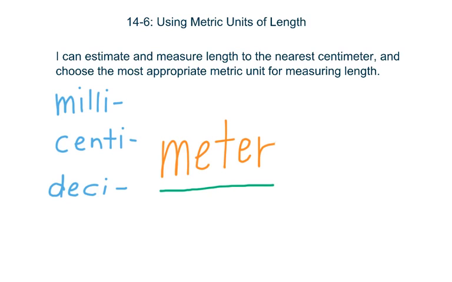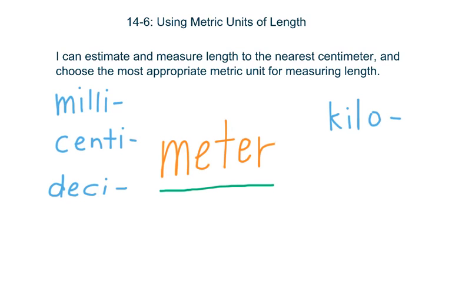And on the flip side, we have a much, much larger unit, which uses the prefix kilo, or in this case, kilometer. You probably have heard of this distance. For those of you that like running, or maybe your parents enjoy running, you might have heard of a 3K or a 5K or a 10K. Those are all measurements of kilometers.